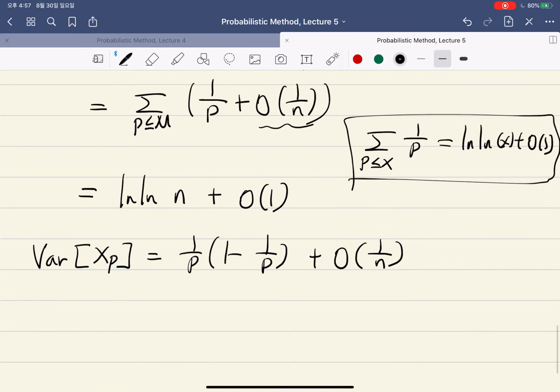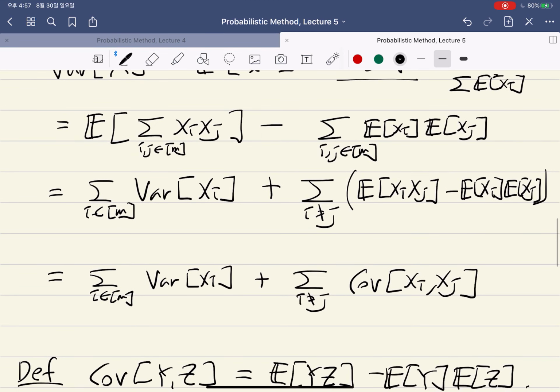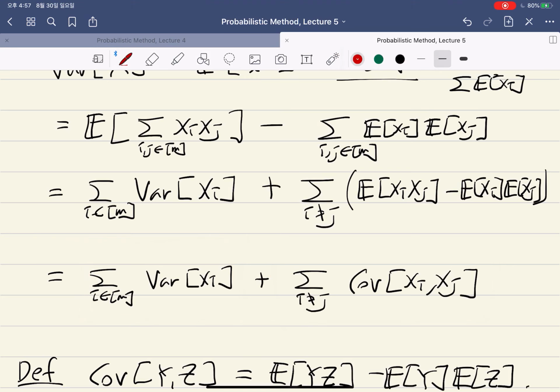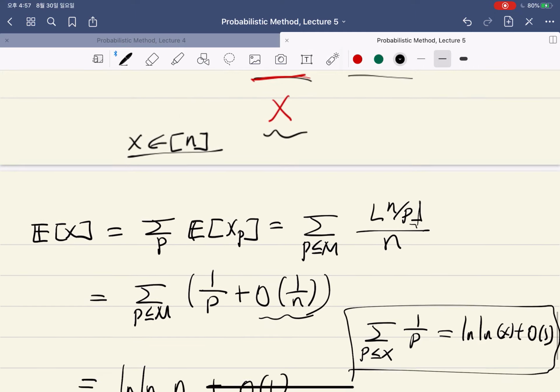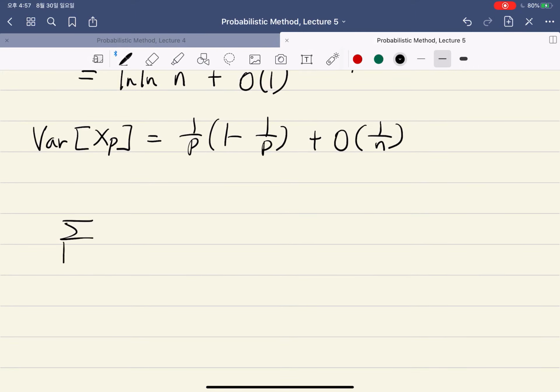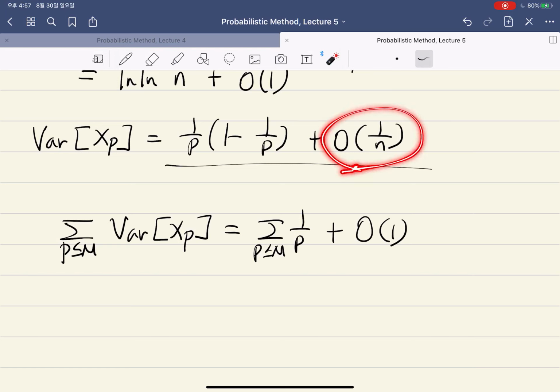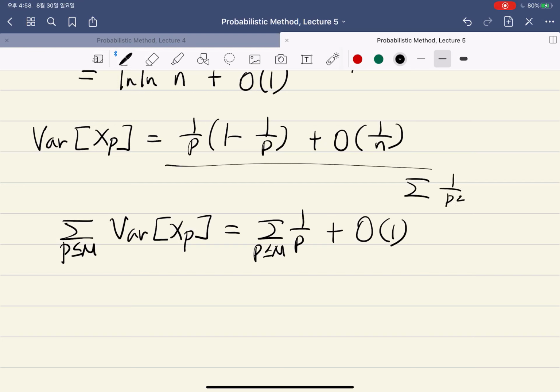And now what do we have to compute? We have to compute two things: the summation of the variance and the summation of the covariance. So let's first compute the summation of variance. The summation of all the variances of these indicator random variables is essentially the summation of 1 over p, plus the later term, which is at most a constant, because you add at most capital M many of this term, and here it contributes the summation of 1 over p squared.